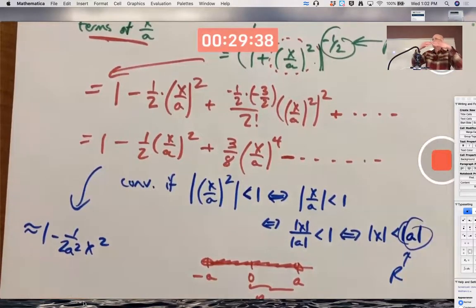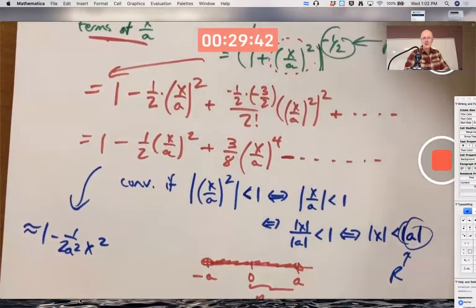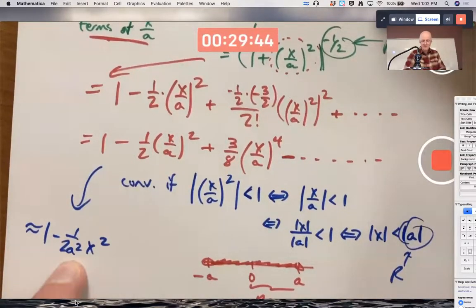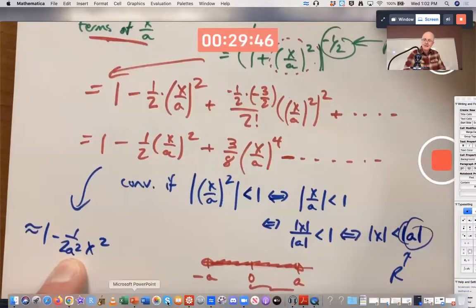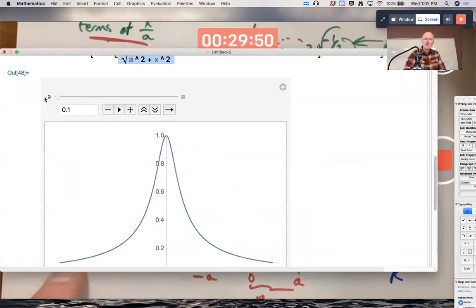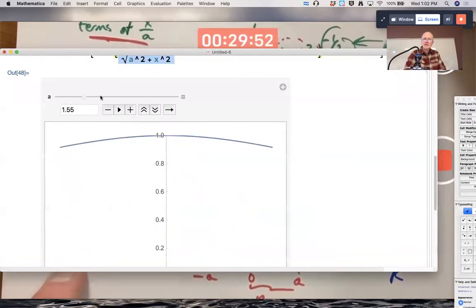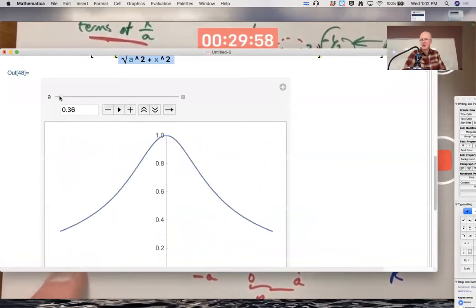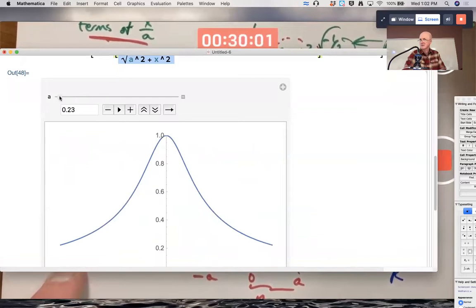That's a parabola that is very flat. And when a is small, like 0.1, this becomes a big coefficient, and you get a skinny parabola. When a is small, it's a skinny parabola. When a is large, it's a wider parabola. Now, the main function itself is not truly a parabola. I'm only talking about the quadratic approximation being a parabola.